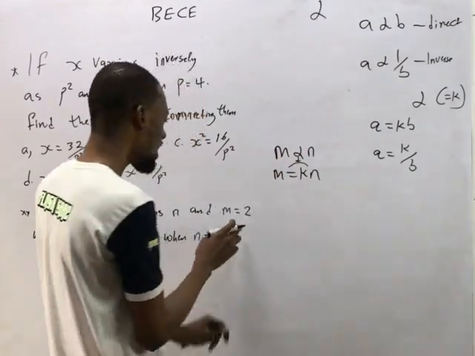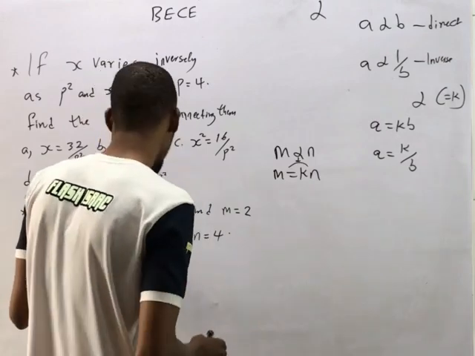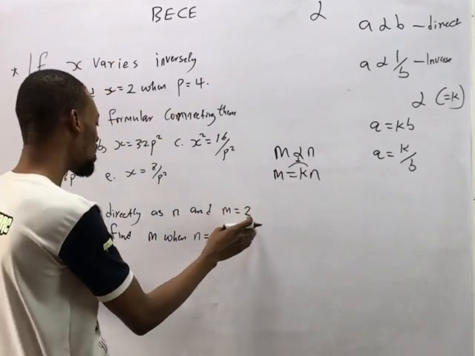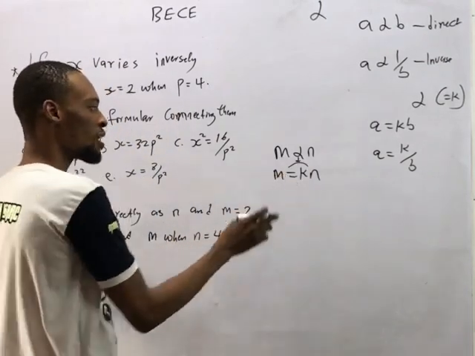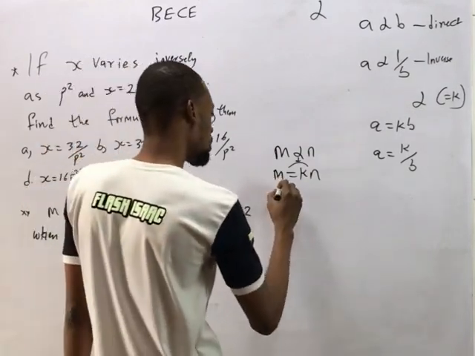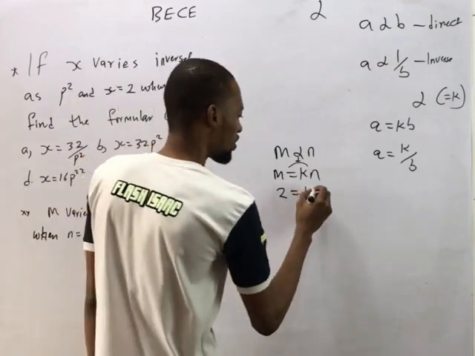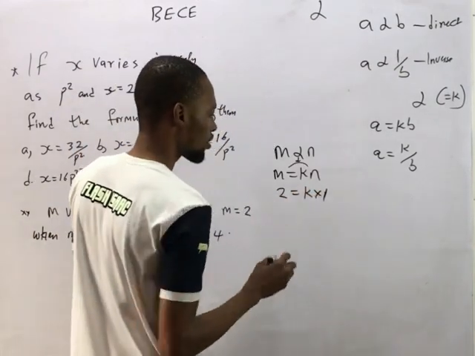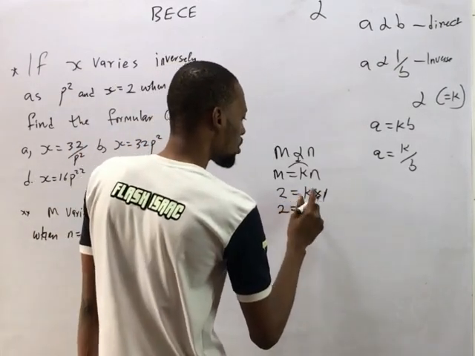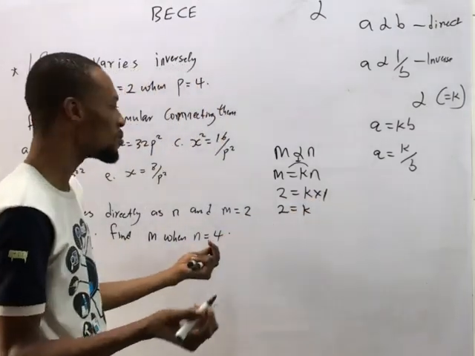Now they say M is equal to 2 when N is equal to 1. So this first statement is to enable us to look for K. We have the value of M and N. So M is 2, equal to K times N, which is 1. So this will give you 2 is equal to K times 1, which is the same thing as K. So K is equal to 2.